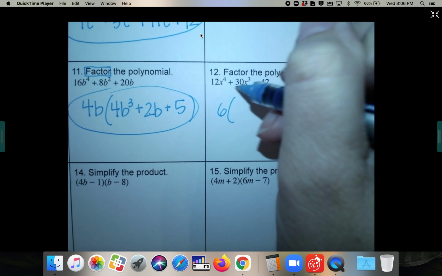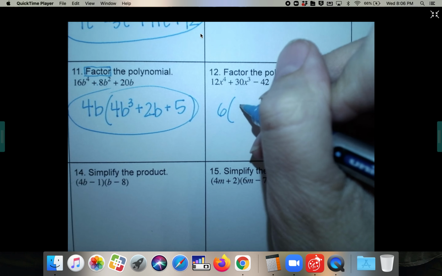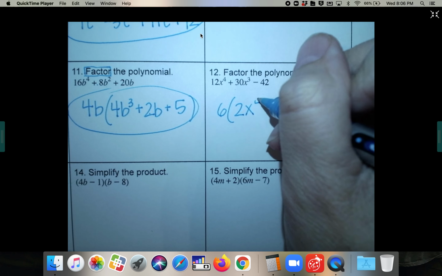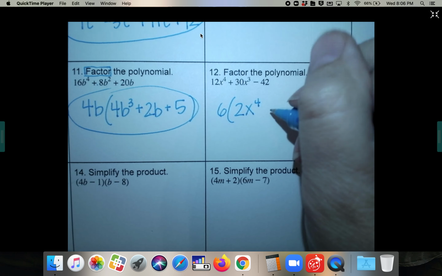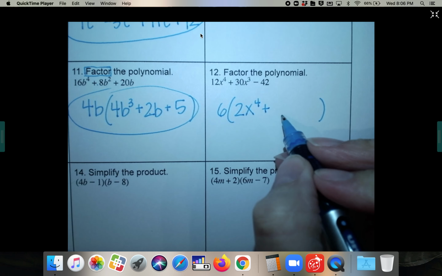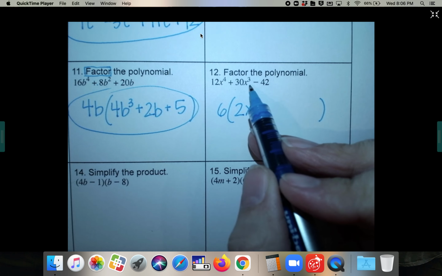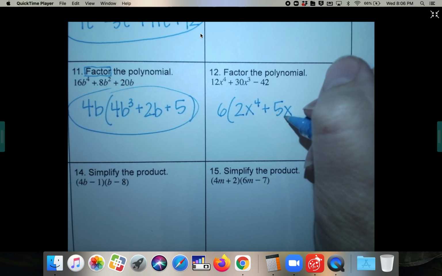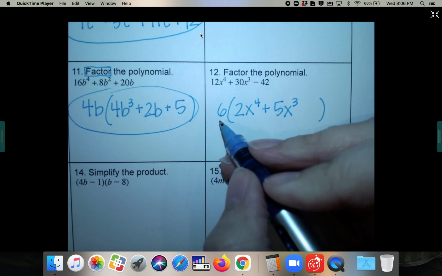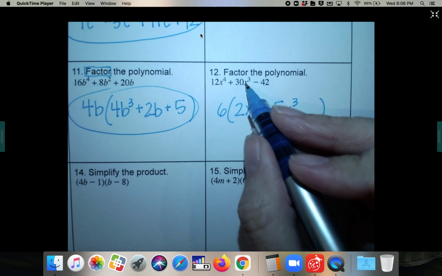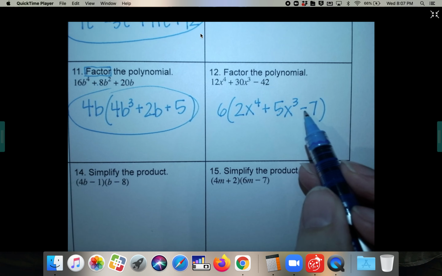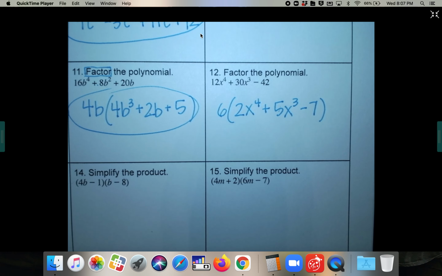So 6 times what is 12x to the 4th? 6 times 2 is 12, and you've got all 4 still on this one. Okay. 6 times what is 30x to the 3rd? 6 times 5 is 30, and we need all x to the 3rd on this one because there's none on the 6. And then minus 7, because 6 times negative 7 is negative 42.